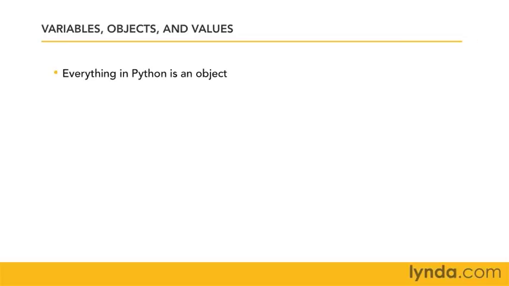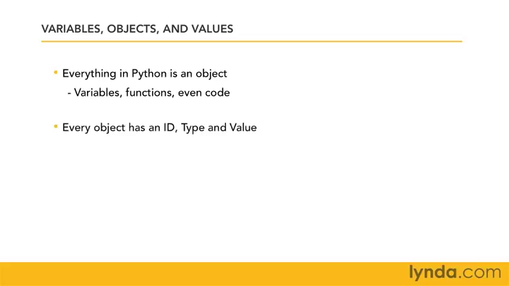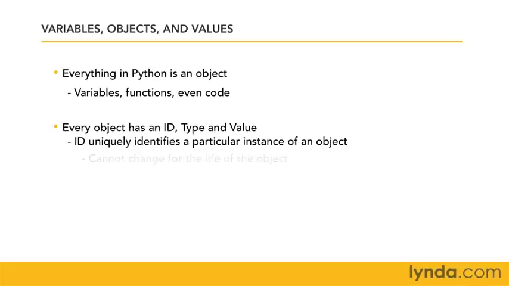Everything in Python 3 is an object. Variables, functions, even code, all of these things are actually objects. In Python, every object has an ID, a type, and a value. The ID is a unique identifier that identifies a particular instance of an object. This cannot change for the life of the object.